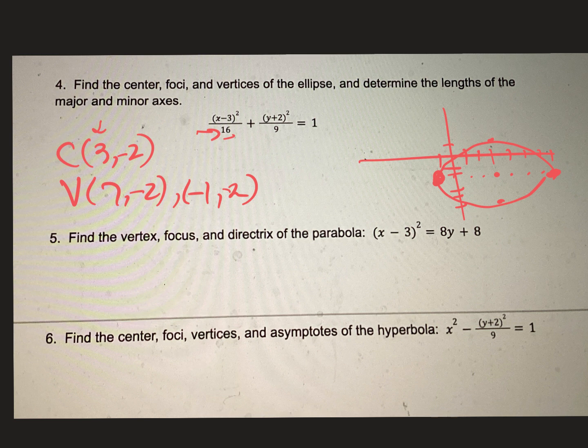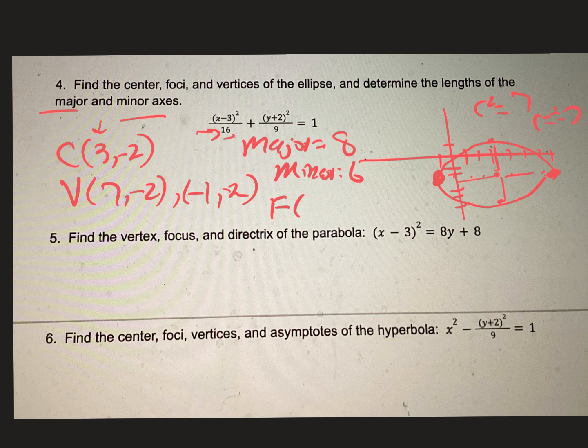Got to find the foci, and also got to find the major and minor. Let's go ahead and do the major. The major axis, because there's a 16, I went 4 to the left and 4 to the right. That's 8. The minor axis, I went up 3 and down 3. That's 6. And lastly, the foci, I got to do c squared equals a squared minus b squared. 16 minus 9 is 7, so it's going to be plus or minus square root of 7.